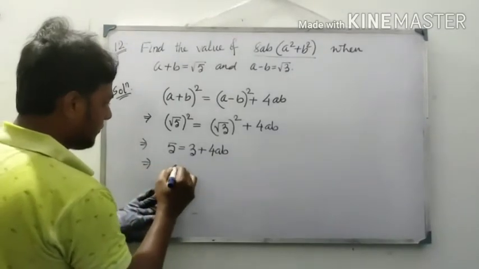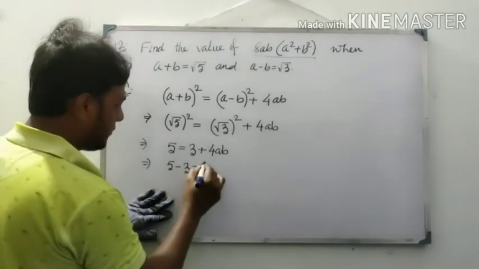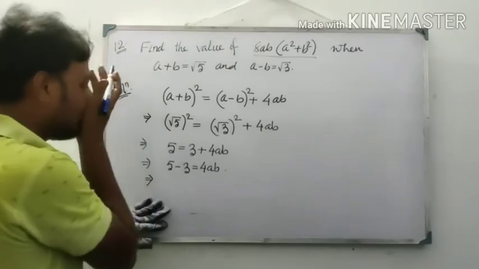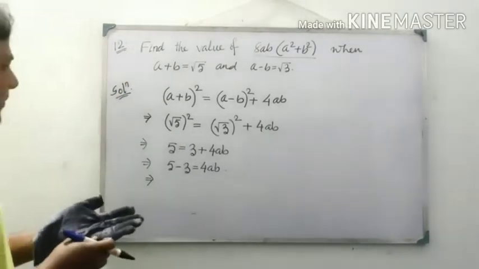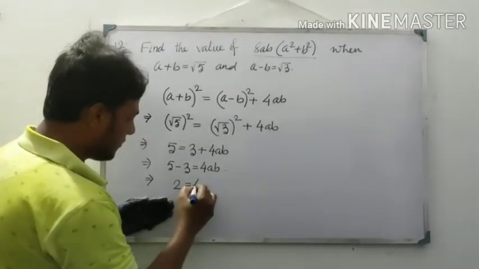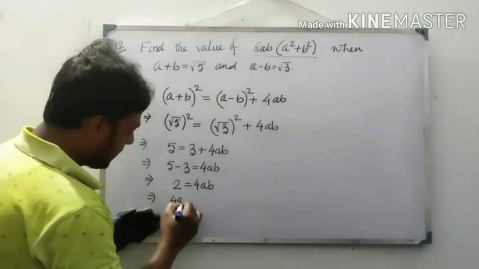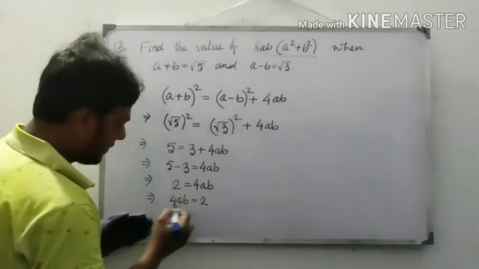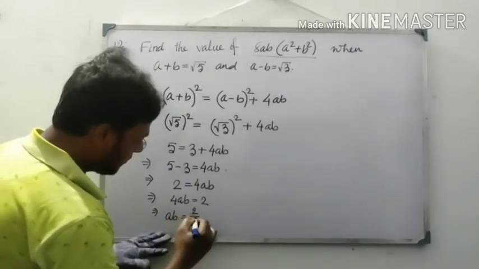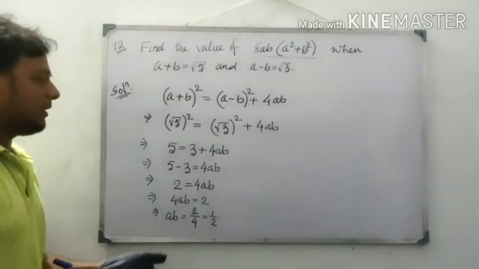So 5 minus 3 equals 4ab. Our target is to simplify for 4ab. 5 minus 3 equals 2, equals 4ab, which implies that 4ab equals 2, and ab equals 2 by 4, equals 1 by 2. So now we have the value of ab.